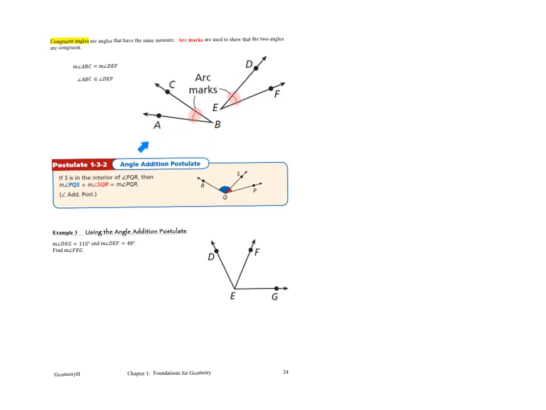We just have to make sure we are understanding how to name these angles appropriately. Okay, angle addition postulate. This is very similar to segment addition postulate, where we had two segments that add up to the total length. Here we're going to have two angles, this blue angle and the red angle, that add up to the total angle.